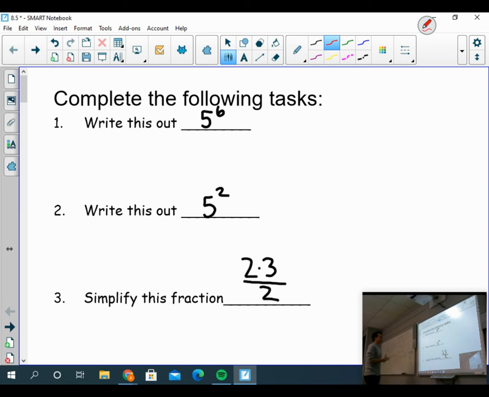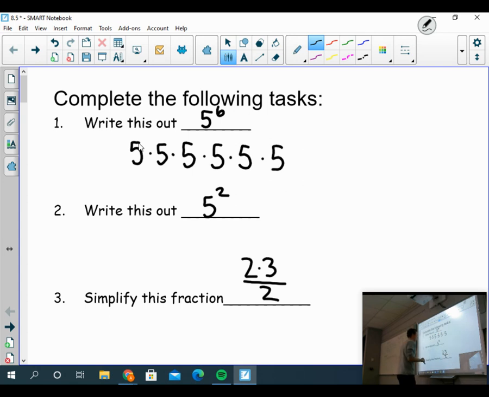Hopefully these tasks are pretty easy for you. These are things we've talked about that you should know how to do. To write out 5 to the 6th, we need to understand what the exponent means, which is 6 5s multiplied together, like so. Same logic, 5 squared is 2 5s multiplied together.